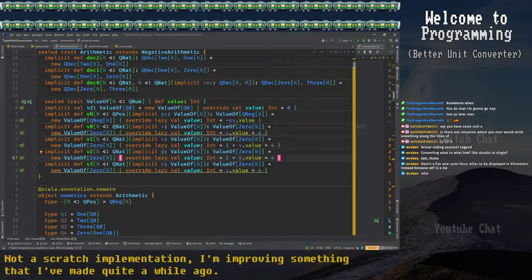Auto force miles to be displayed. That is technically possible. I just have to define a conversion from mile to kilometer. But if I wanted to further convert miles to centimeters, and I have a conversion from miles to kilometers, kilometers to meters, and then meters to centimeters, then it'll be able to automatically get from miles to centimeters by just doing a couple of hops. If that makes any sense whatsoever.